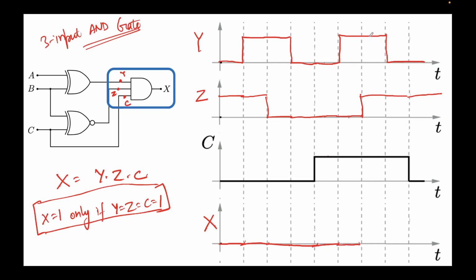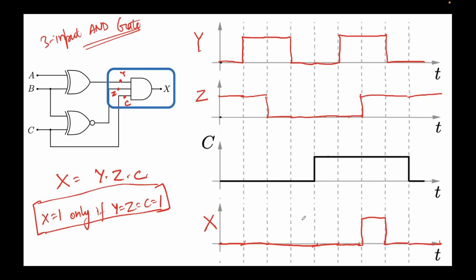Now look at this. Y is high, Z is high, C is also high, so the output, the value of X, will remain high. Let's see what happens for this. Y becomes 0, so naturally X will also become 0 because it's the output of an AND gate, right? So it will remain 0. And Y becomes 0, Z becomes 1, C becomes 0, so it will remain 0.